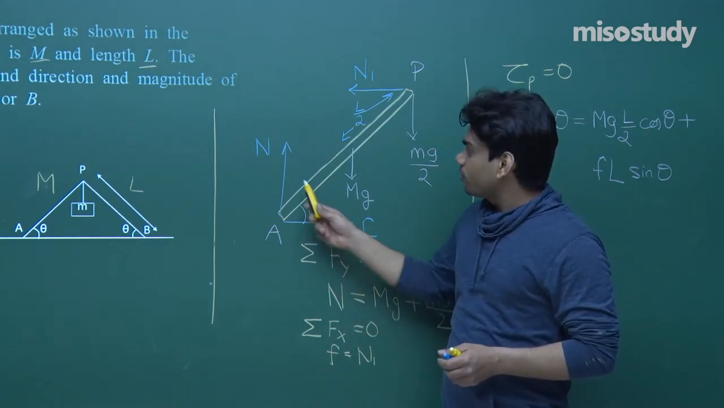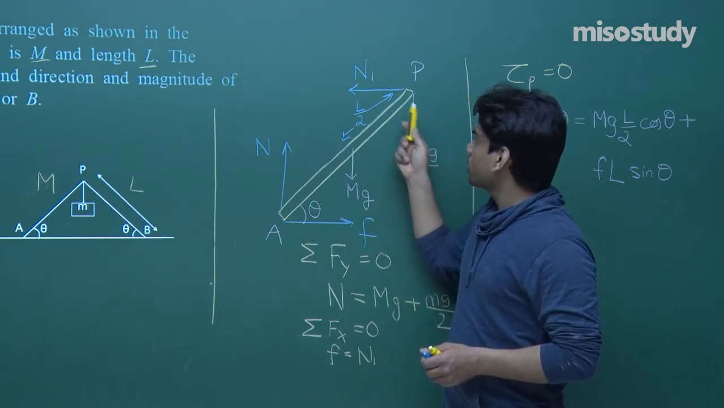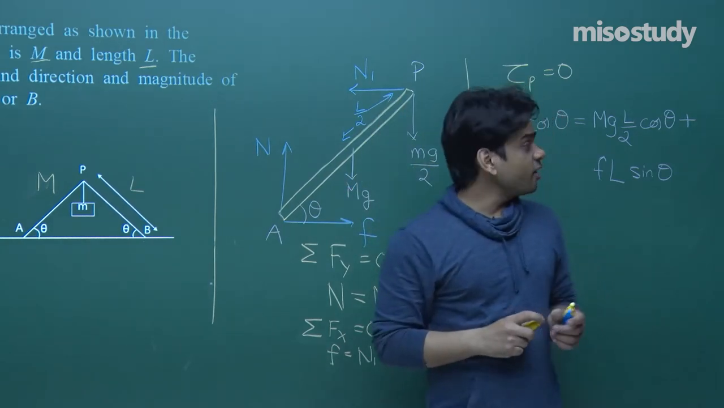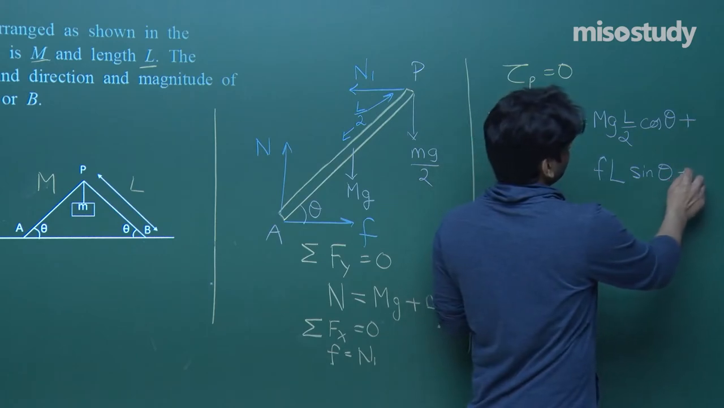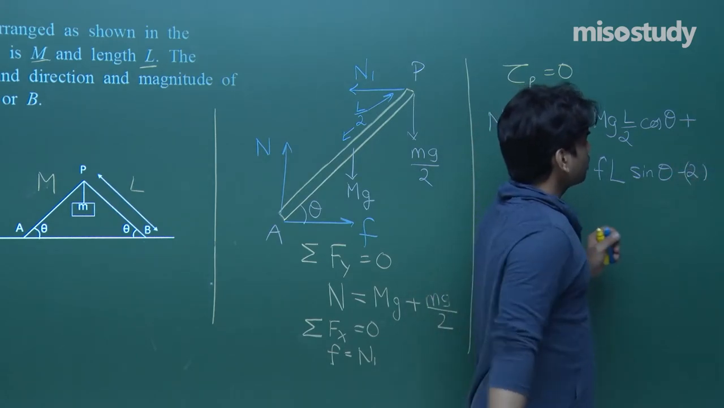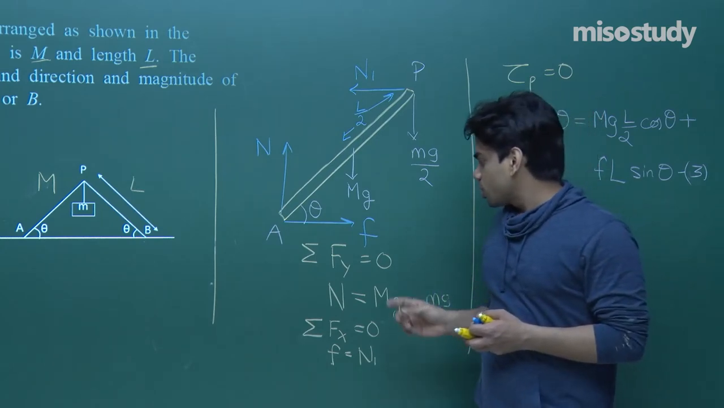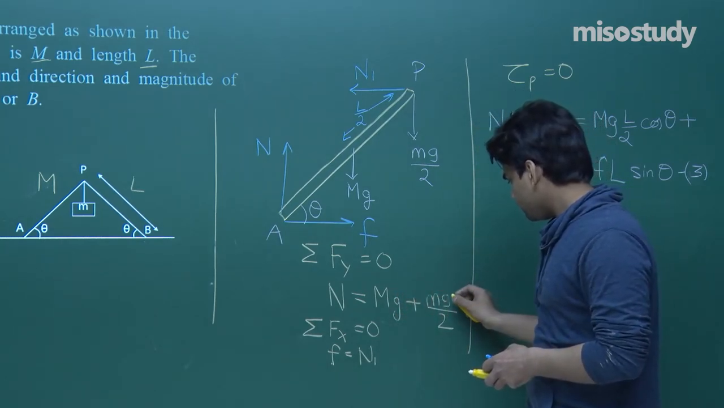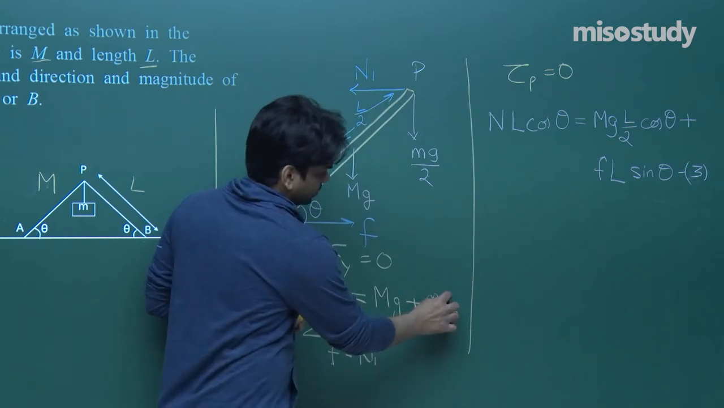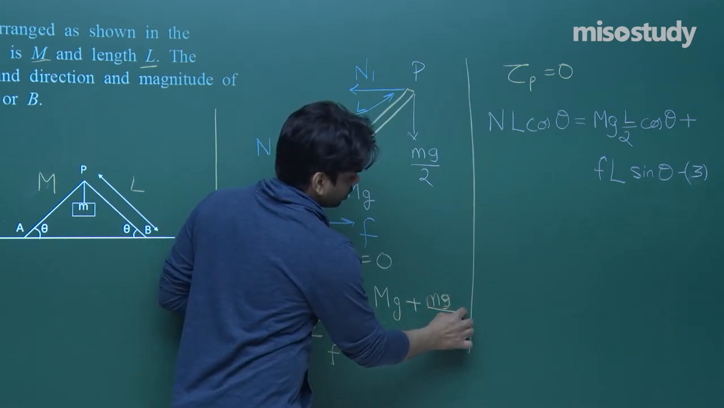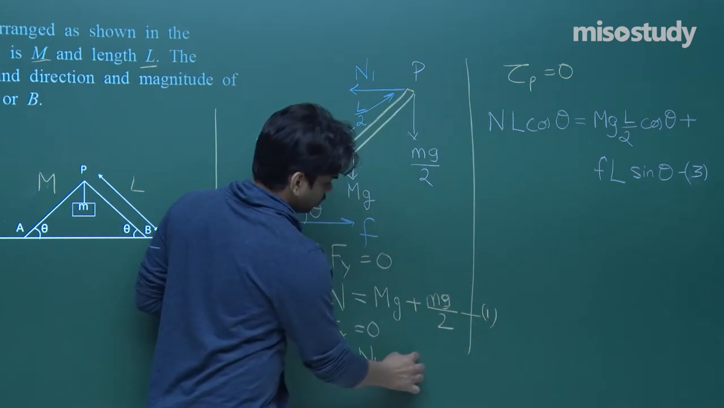So we've used F, we have used N, we have used Mg. Mg by 2 has no torque, no role to play. F we got as a subject. Let me mark this as equation number 3, we have 3 equations. Equation number 3, and then we have equation number 1, and equation number 2 we have here.